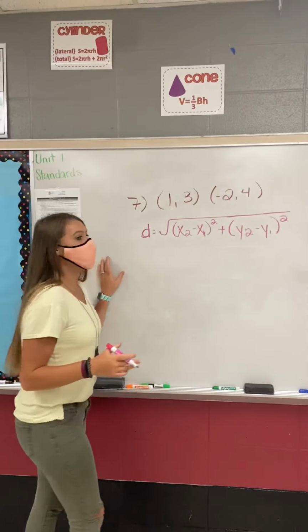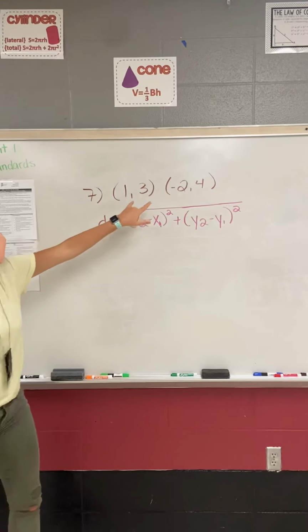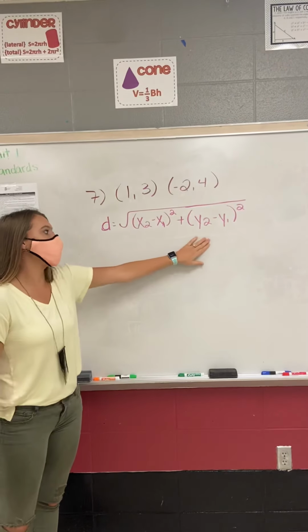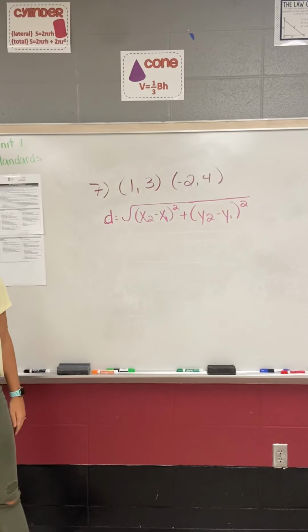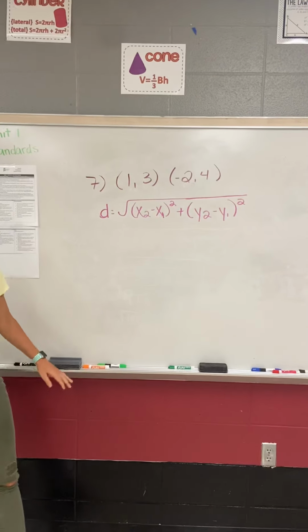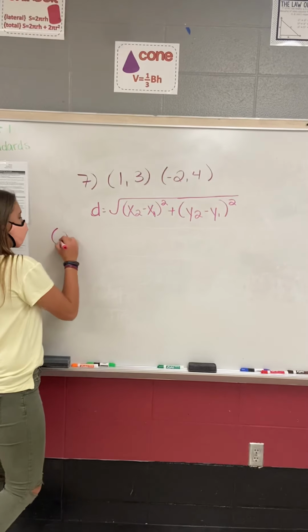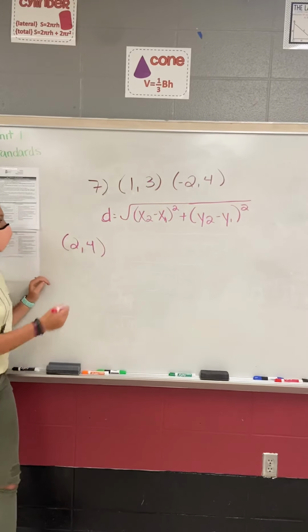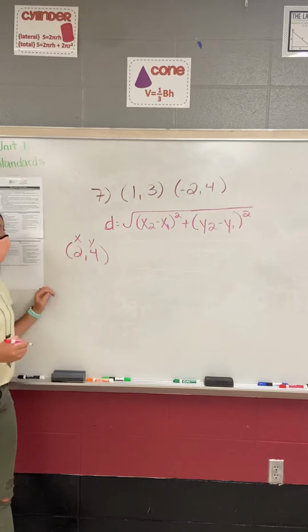Now let's go over how to do this. This is the distance formula, okay? It gives you 2 points. Here's the formula. The first thing that I'm gonna do is plug in what I know. So if we're given a coordinate like, let's say 2, 4, your x goes first and then your y.